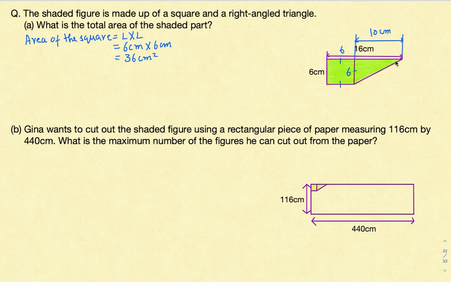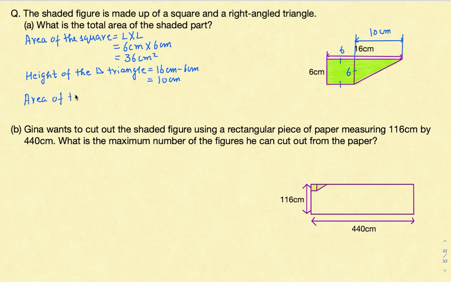Now for the area of the right angle triangle, we need to write the statement of how we found the height of the triangle. So the height of the right angle triangle here is how much? It is 16 cm minus 6 cm, that will give us 10 cm, right? So now we know that the base of the triangle is 6 cm and the height is 10 cm, so using this we can easily find the area of the right angle triangle.